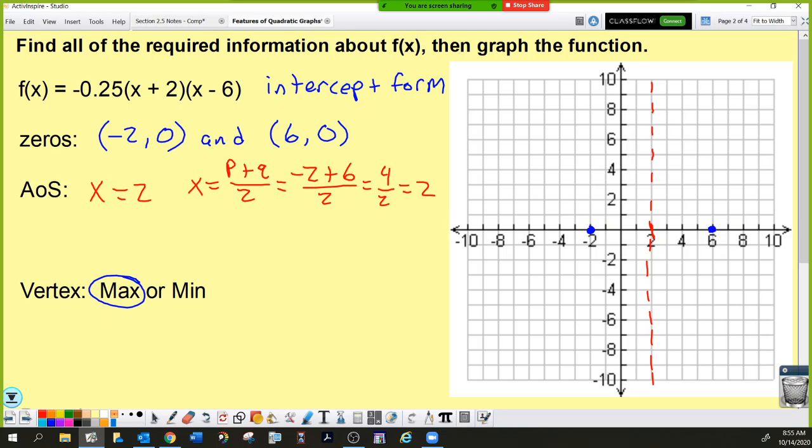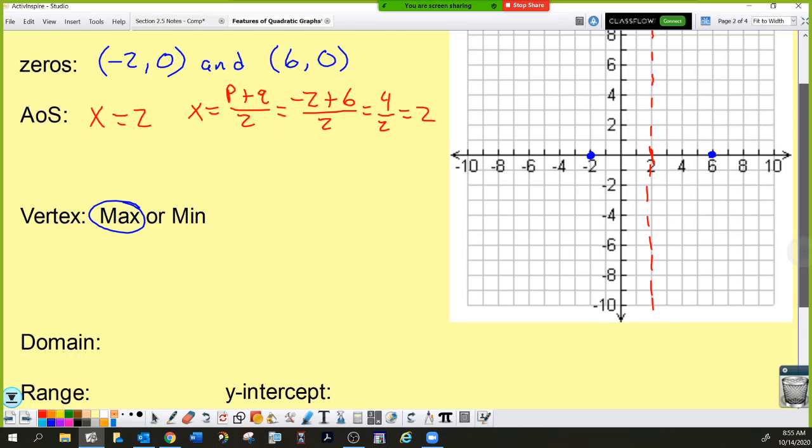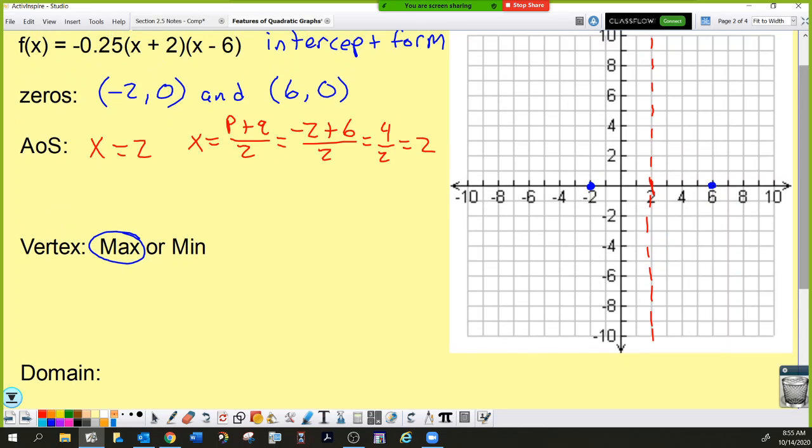And now we're going to find what that max value is for the vertex. So first of all, the vertex is a maximum. We know that. I want to know what that max value is. I know it happens somewhere on the axis of symmetry. So I know that the x value is 2. I wrote 3. I know that the x value is 2. How do I find the y value, which is going to be my maximum value?